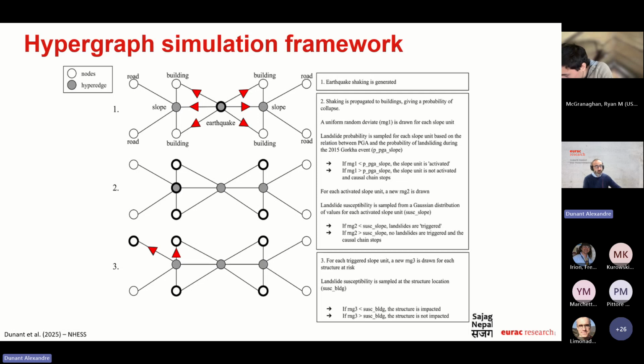And then you propagate it, if you pass this gate, let's put it this way, to see if there is an impact on the connected buildings or on the roads.